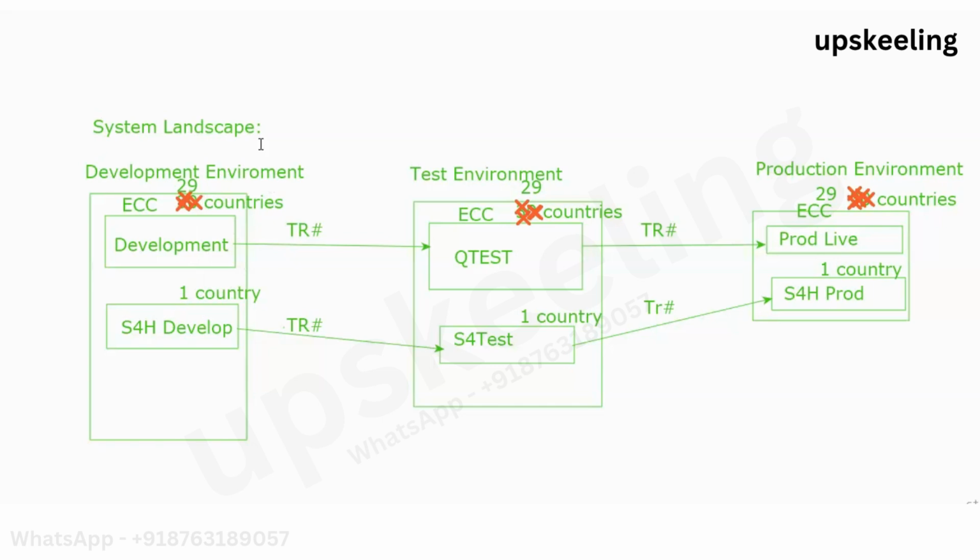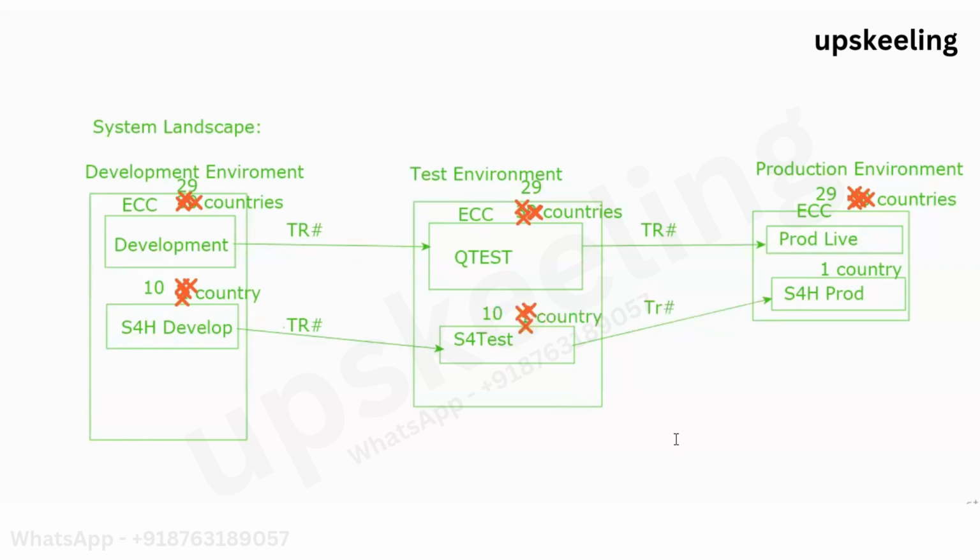Now let us say you decided to move the 9 countries of Europe to S4 HANA at once, because they all follow a similar structure. Instead of having one country's configuration in your development system, you will now have 10 countries' configuration enabled in this system. Once these 10 countries' configurations are okay, you will move the changes to the test system. Here you will have 10 countries' configuration.